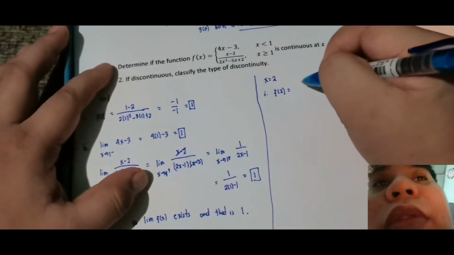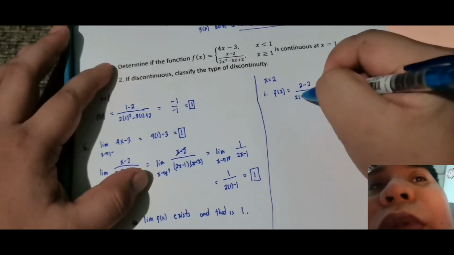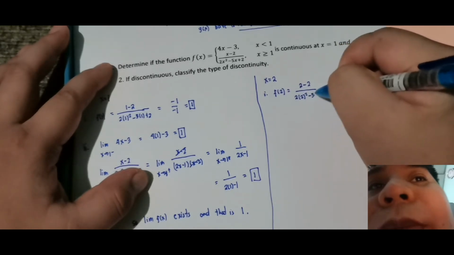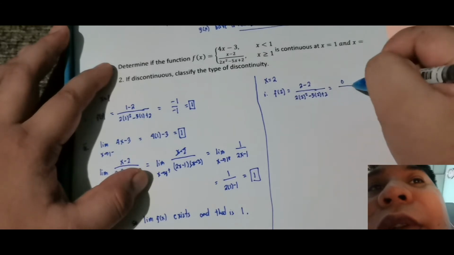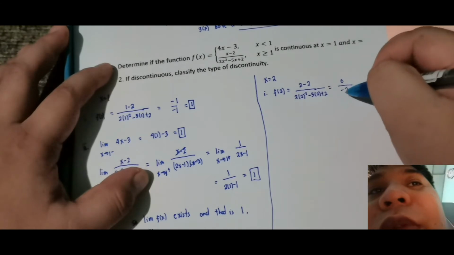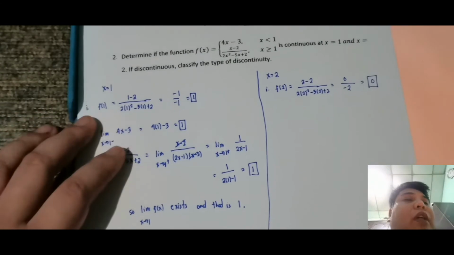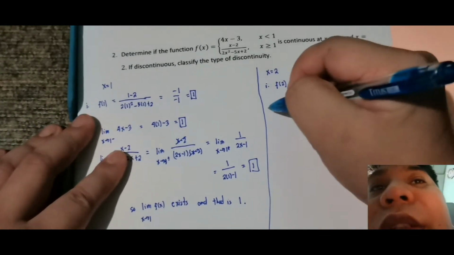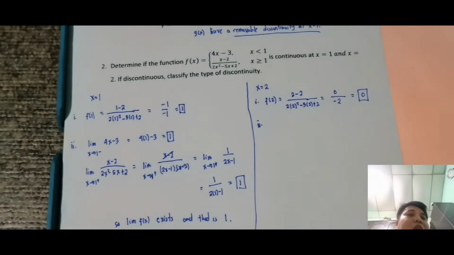So, that is equal sa 2 minus 2 over 2 times 2 squared minus 5 times 2 plus 2, and that is equal sa 0 over 4 minus 10 is negative 4 plus 2 is negative 2, which is equal sa 0. Okay, na-define pa yung f of 2 niya. So test 2. Dahil f of 2 siya, hindi natin kailangan mag-apply ng left and right kasi hindi naman siya naipit. Hindi naman siya gagalaw sa piecewise function. Sa isa lang siya gagalaw.